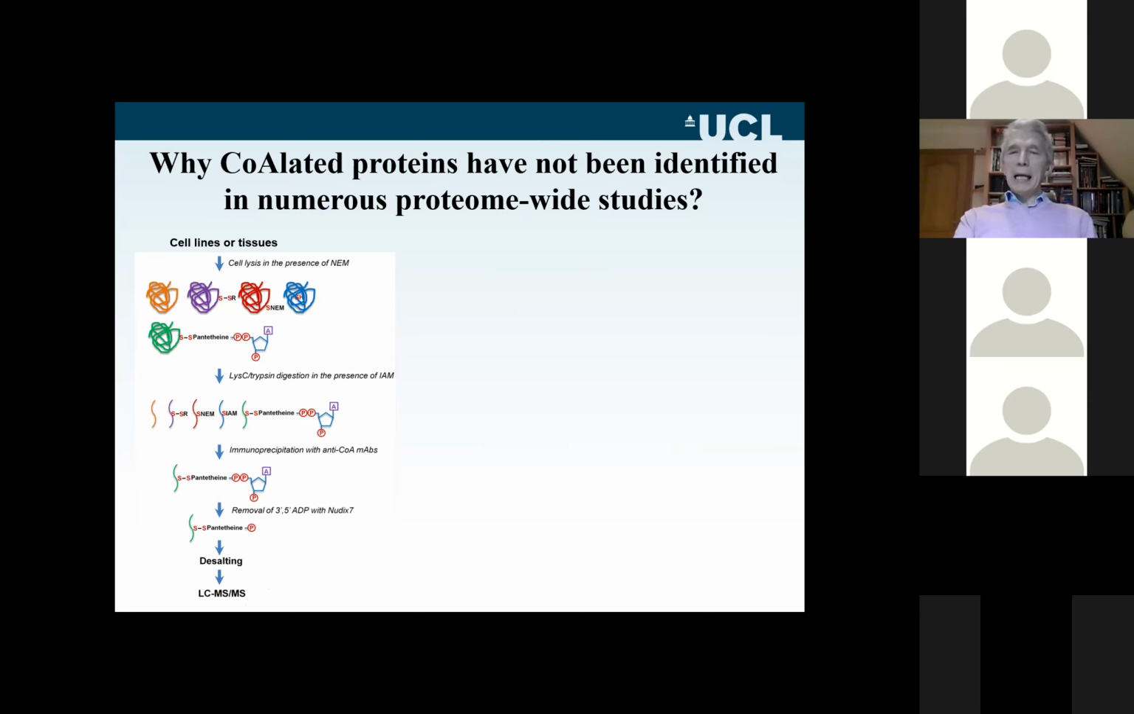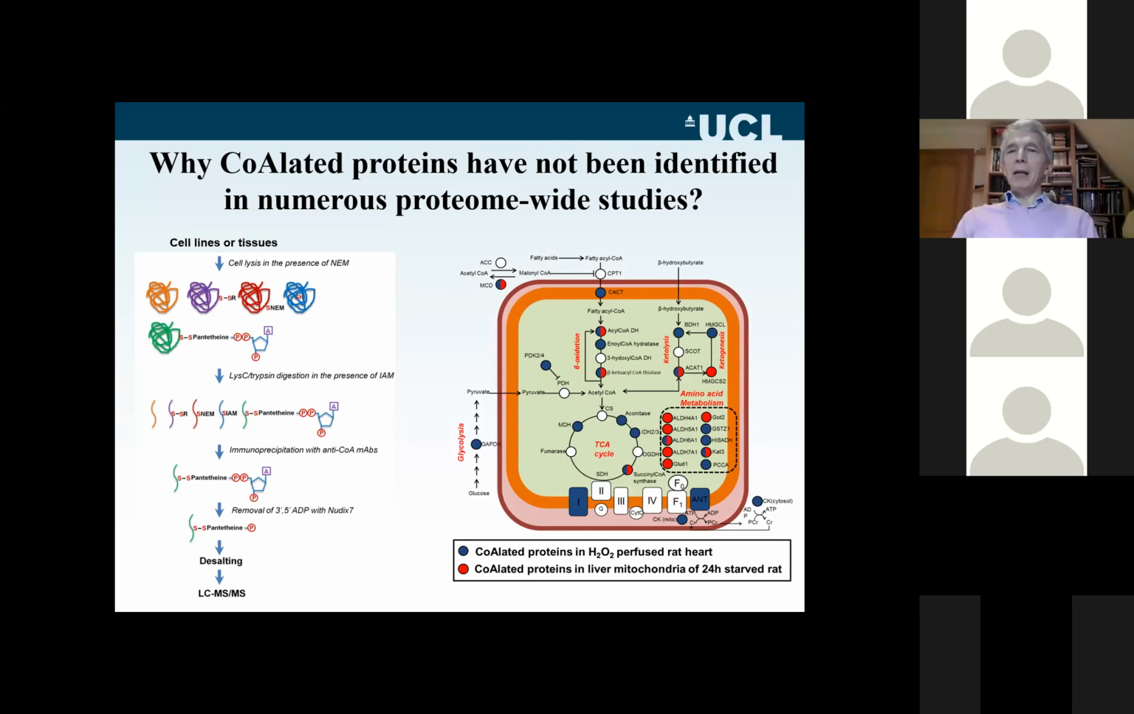The bioinformatic analysis revealed that the majority of them, about 65%, in bacteria and in mammalian cells are associated with metabolic processes. They are involved, as you can see here in blue and red balls, in heart and liver of starved rats. So you can see they are involved in the Krebs cycle, amino acid metabolism, ketone body formation, beta oxidation of fatty acids, as well as glycolysis. We identified numerous proteins and showed that the modified cysteine is often localized in the catalytic pocket.